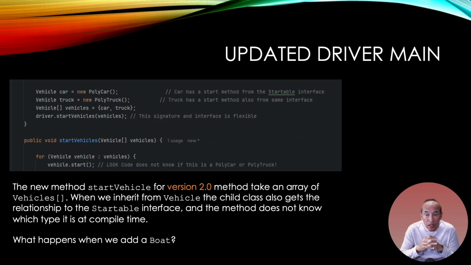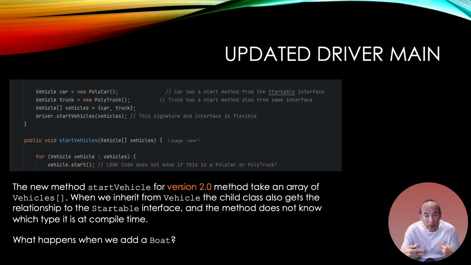Now we have an updated start vehicles. These are not minor code changes. This is a big deal. Look, I am creating a new vehicle that's implemented as a poly car. I have another vehicle, and that variable name is called truck, which is implemented as a polymorphic truck. So on the left-hand side, I have the base type. I have vehicles. On the right-hand side, I have the implementation.